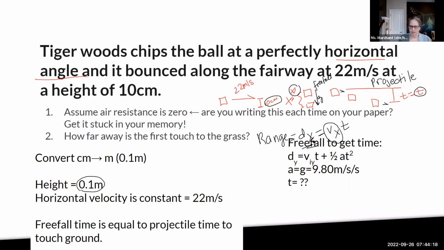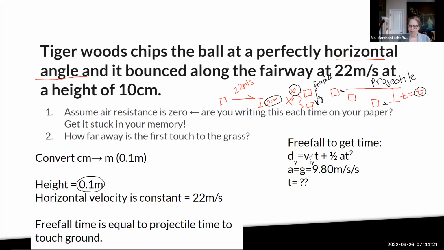So, velocity initial in the y, it's hit horizontally. There is none. Acceleration is gravity, and my dy is 0.1 meters. So make sure when you're plugging those in that you're always using meters. Why? Because this is meters per second. You've got to compare apples to apples.